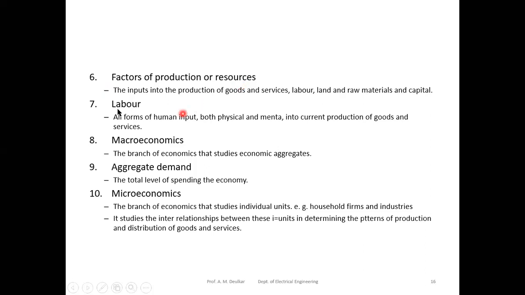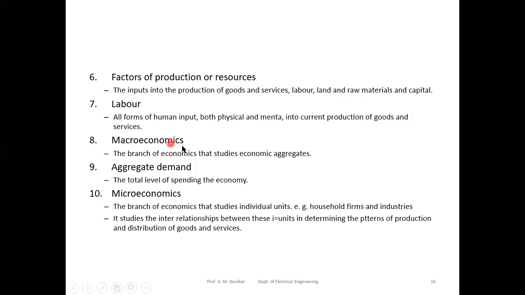Next one is labor. All forms of human input, both physical and mental, into the current production of goods and services is termed labor. The human efforts, either in physical form or in mental form, the mental input in the current production of different goods and services, is called labor.